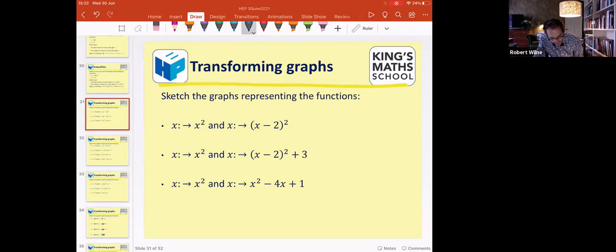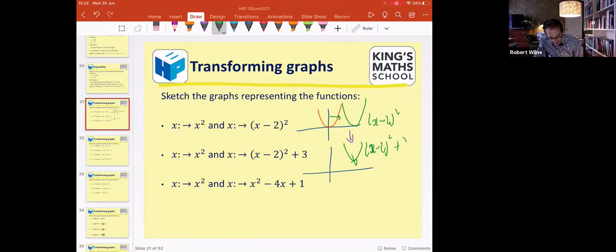Hopefully by this point they are able to say to you, well, look, that's what x squared looks like, and then it's got to go 2 to the right, and so that's what (x subtract 2) all squared looks like. And then it's going to go up by 3, so we're going to get something which looks like that. (x subtract 2) squared plus 3.